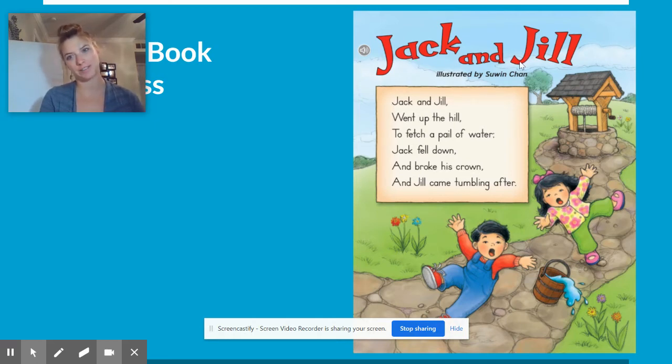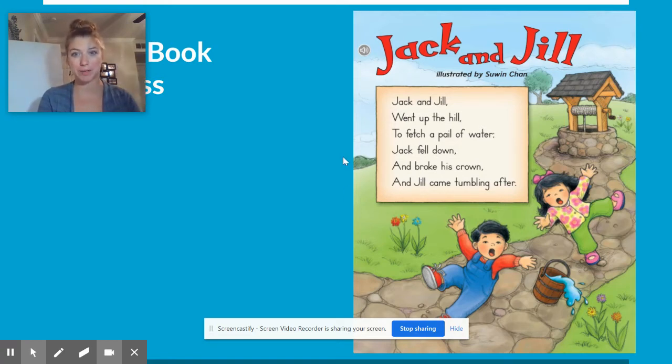Jack and Jill. Jack and Jill went up the hill to fetch a pail of water. Jack fell down and broke his crown, and Jill came tumbling after. Did you hear the rhyming words? Awesome. I'm going to read them one more time.